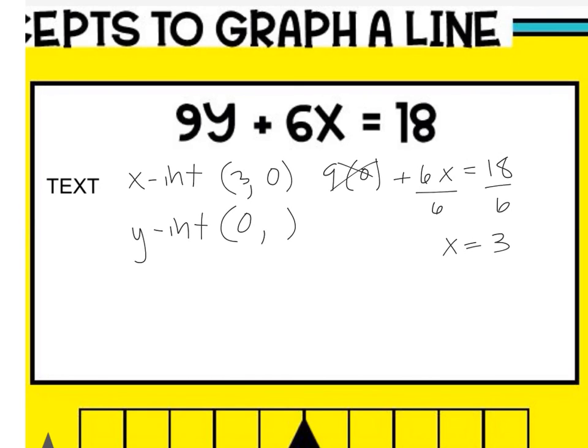Alright, to get the y value, or the y-intercept, you'd set the x equal to 0. So you'd have 9y plus 6 times nothing is equal to 18. You'd get 9y is equal to 18. Divide both sides by 9. And we should get a y-intercept of 2. Alright, let me erase all this and we will do the cover-up method.